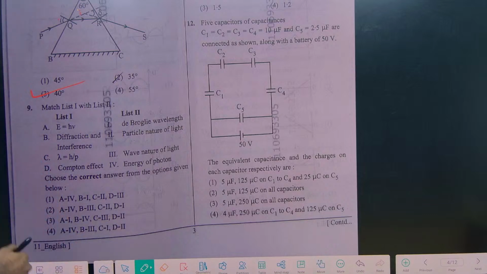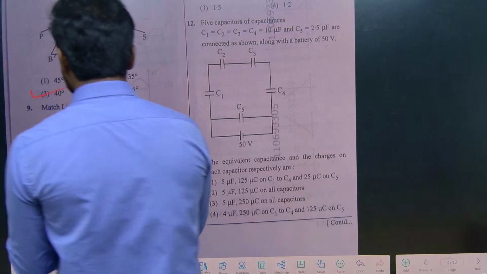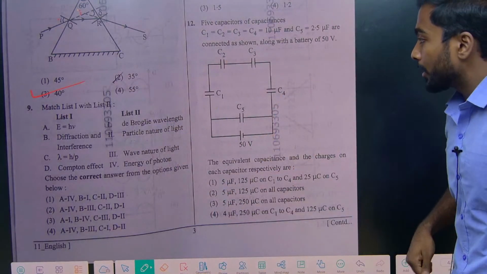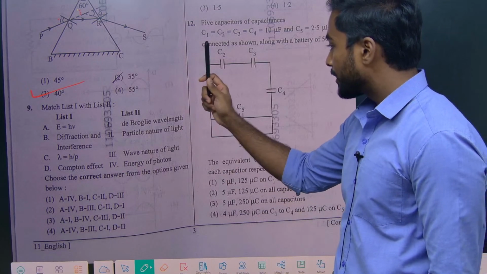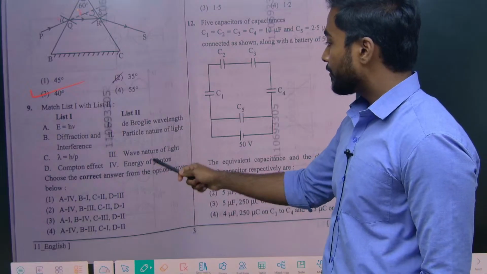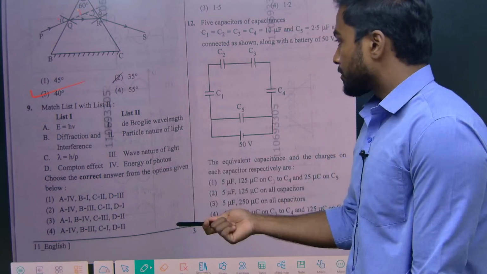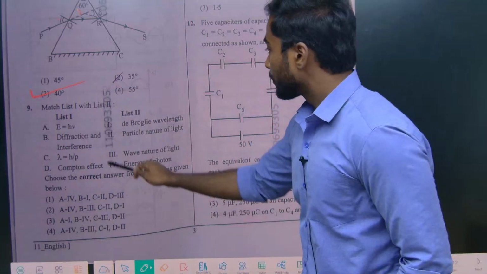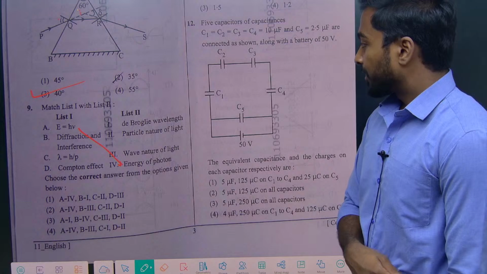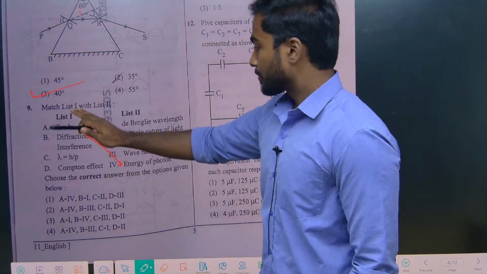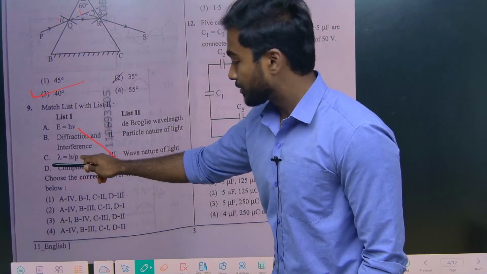Okay, again match the following we got here. Ante list 1, list 2 they have given, I need to match the followings, no. So E equals h mu, ante E equals h mu ఏది సంబంధించింది, like de Broglie wavelength, particle nature of light, wave nature of light, లేదు energy of photon. So E ante ఏంటి, obviously it is energy, no. So 4. Okay, ఇప్పుడు diffraction and interference will leave about that, but when we go for the C, lambda is equals to h by p.